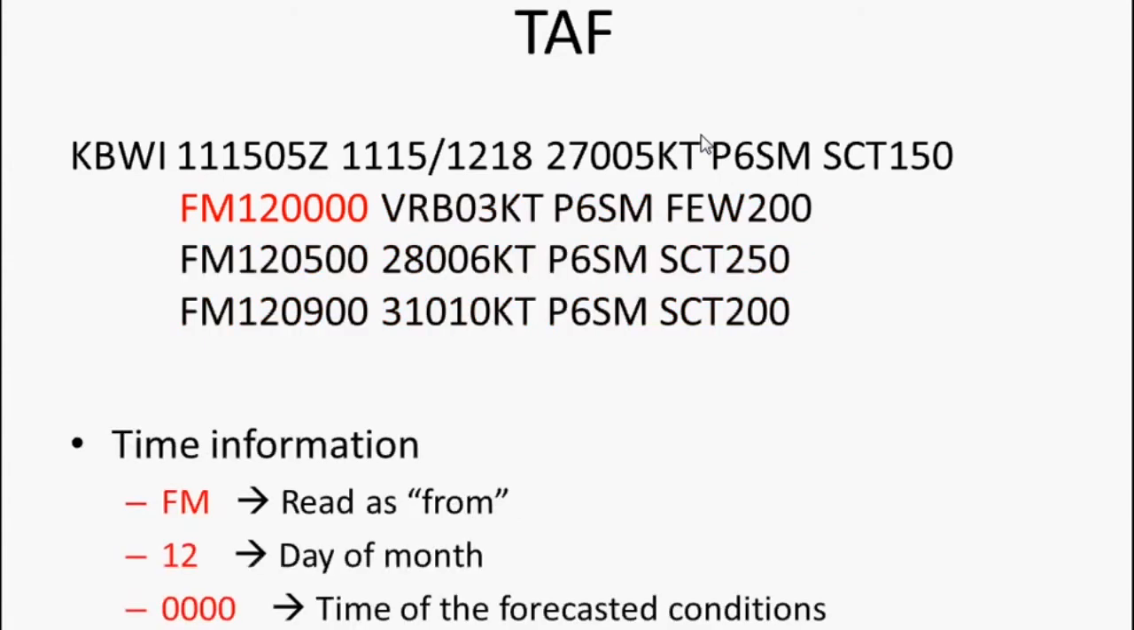The first piece of information is the time information. FM, capital FM, you should read that as from. So from this time information, this will be the forecast. So again, the next 2 digits are the day of the month, and the next 4 are the time. So this is from the 12th day of the month at 0000 Zulu, which is midnight Universal Coordinated Time.